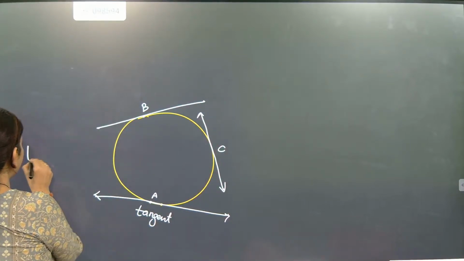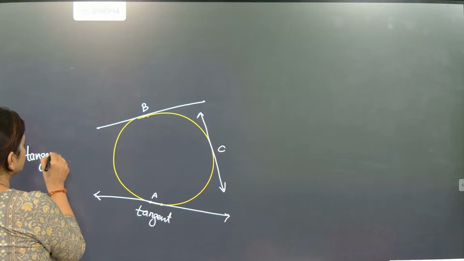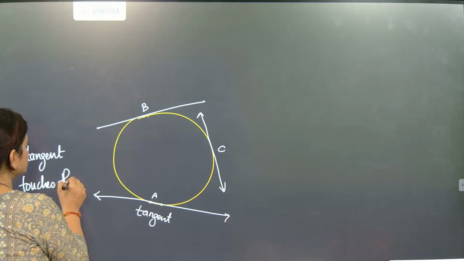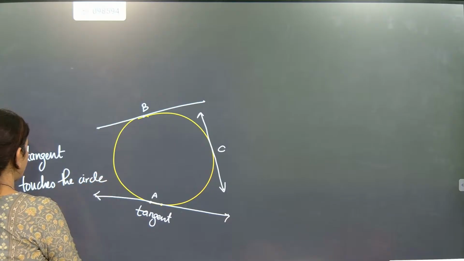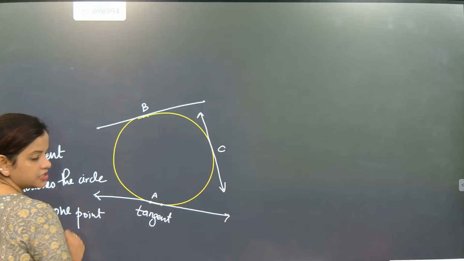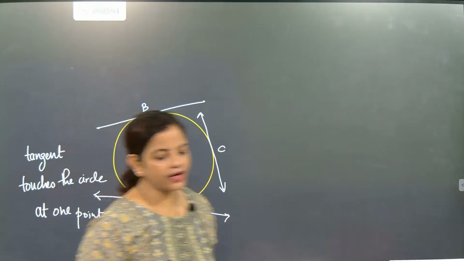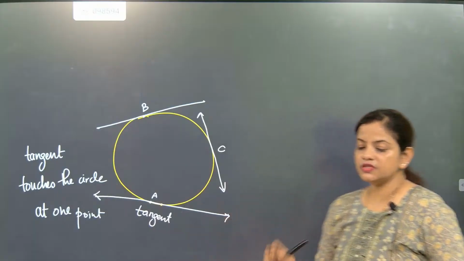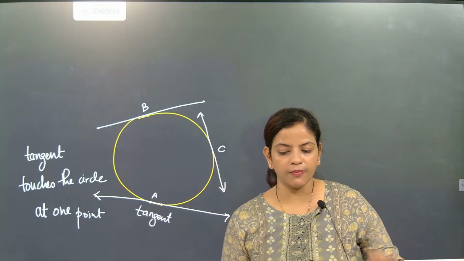So a tangent touches the circle at only one point. So what is the concept? A tangent touches the circle at one point. So the tangent is touching the circle at how many points? One point. So at one point only, tangents are touching the circle. So this is exactly the second important point about the circle.